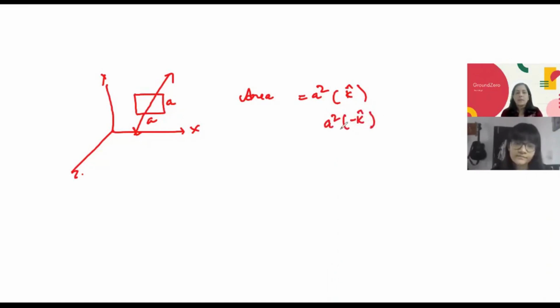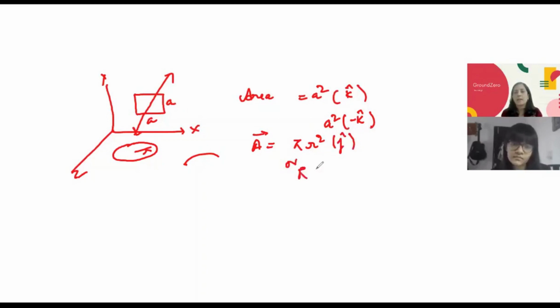Now let us suppose I place a circle in this plane, and I ask you to find the area. The magnitude is clear. If the radius is r, you will tell me pi r square. What about the direction of this area vector A? Either plus y or minus y, it can be both. So I can write pi r square j cap, or pi r square minus j cap.